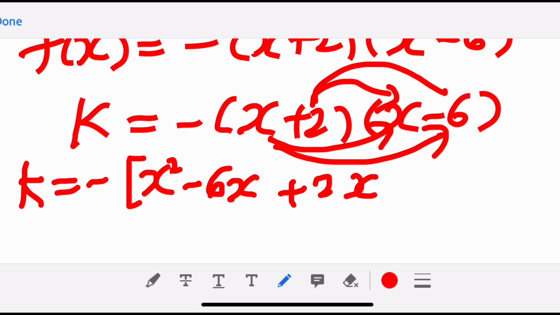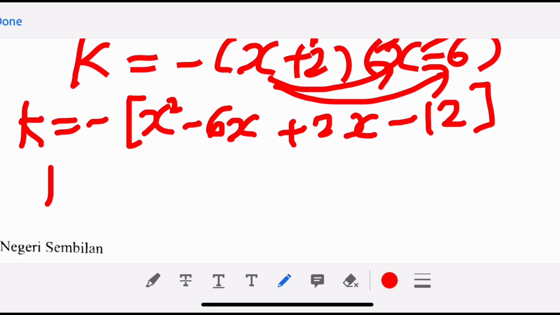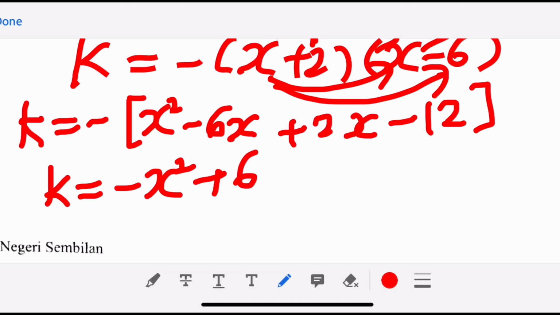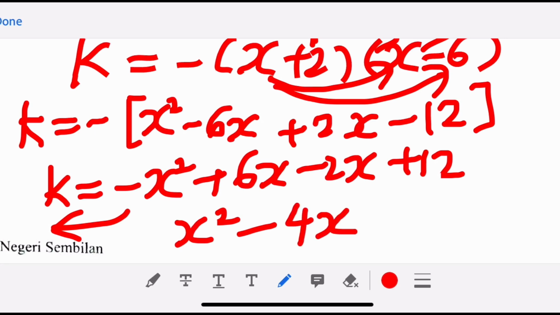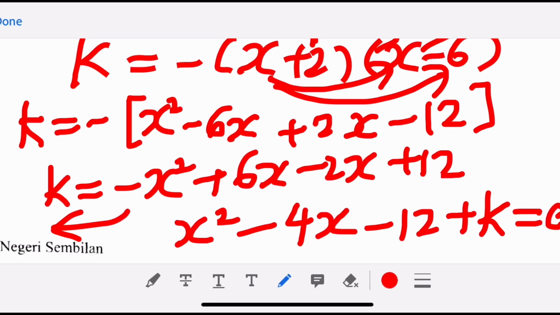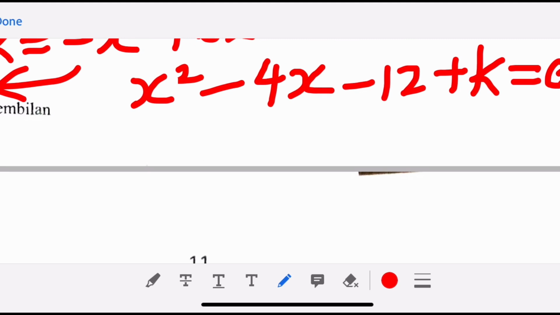So you expand carefully. You expand inside the bracket first. So x squared minus 6x, okay, plus 2x minus 12. So we multiply the negative inside first. So it's negative x squared, so plus 6x minus 2x plus 12. Then we try to bring everything to the left so that we have the positive coefficient of the x squared. Coefficient of the x squared means the number in front of the x squared.